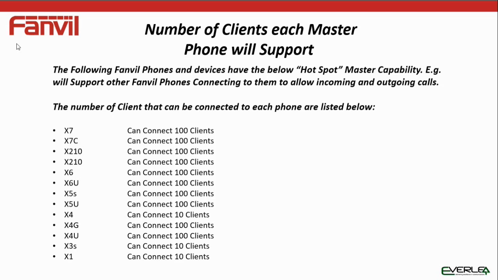Again, I can't think of any applications where I'd use 100 phones at this particular point in time, but you've got clients to burn. So basically 100 clients is the X7, the X7C, the I210, the X6, X6U, X5S, X5U, X4, X3G, X4U, X3S, X1, etc. So everything's behind 100 clients except for the current model X4, the X3S, and the X1. Okay, so they're basically the client numbers you can put on each phone.